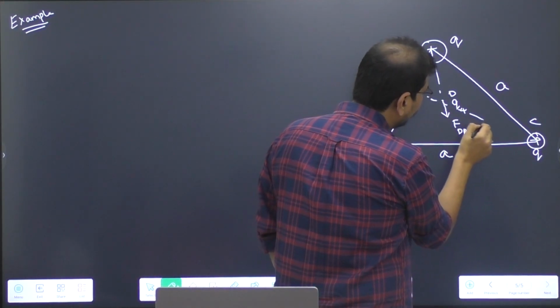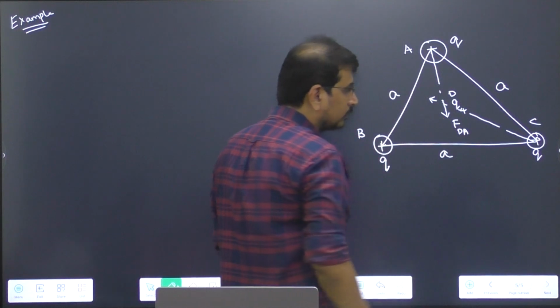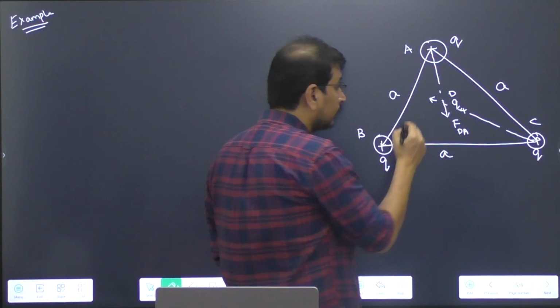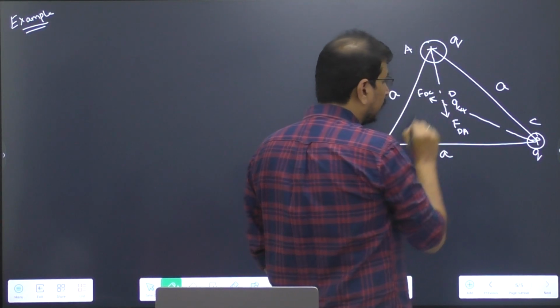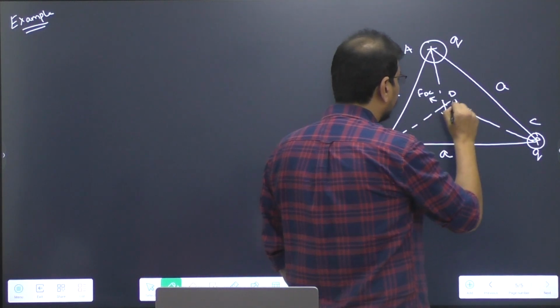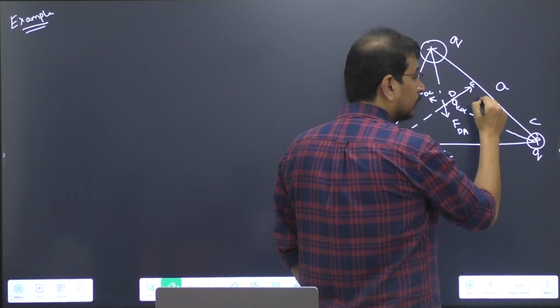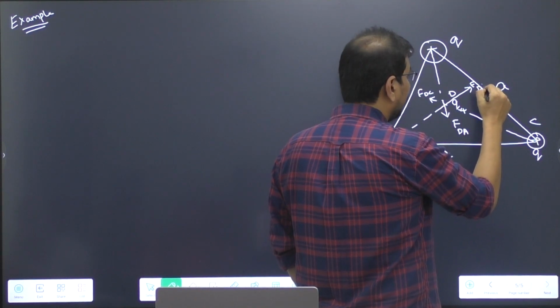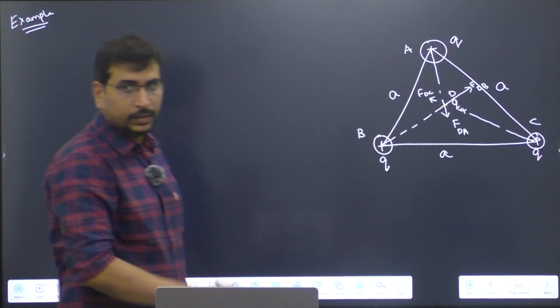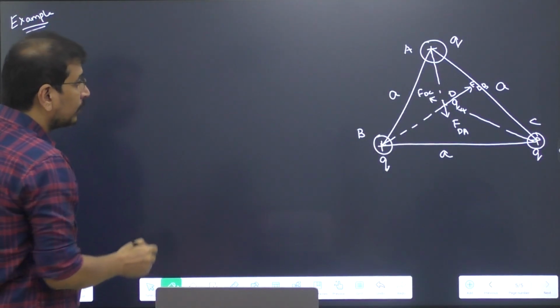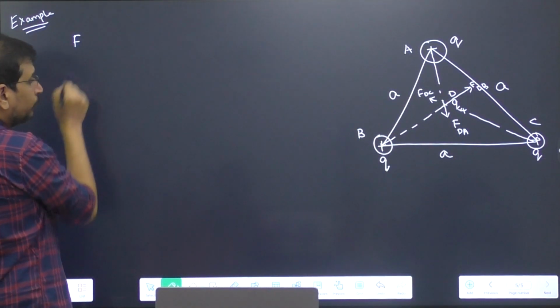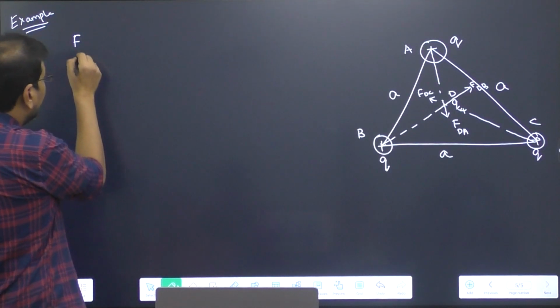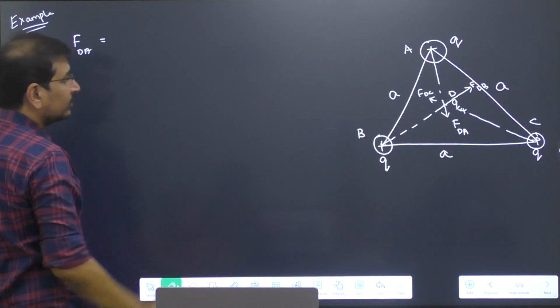Similarly, what about this? F DC. Similarly, what about this? F DB. Now, if I write the expression for F DA, then what is the answer going to be?